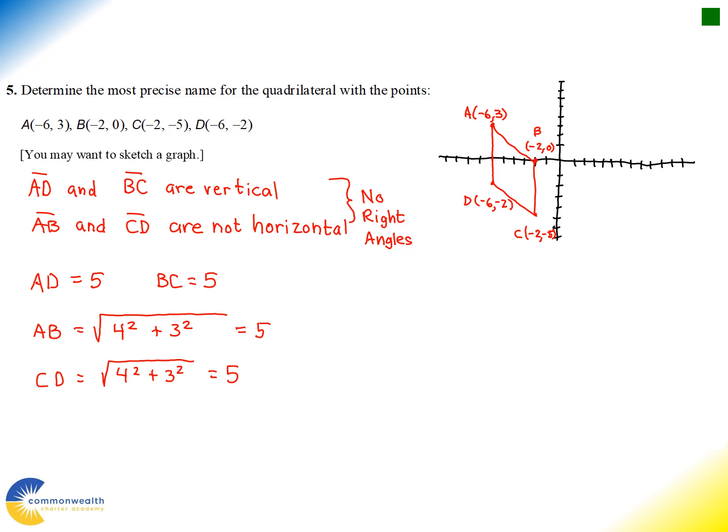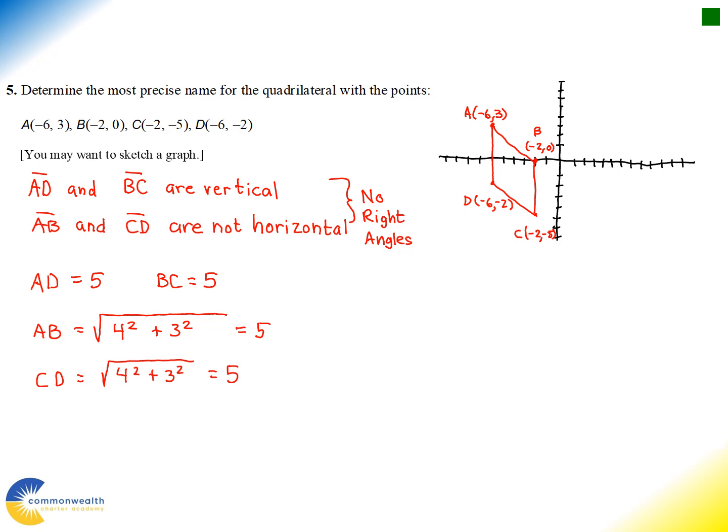So with that being the case, I know that all 4 sides of this figure have a length of 5. Which means that I definitely know it's a parallelogram because opposite sides are congruent to each other. I do know that it's a rhombus because all 4 sides are congruent to each other. I've ruled out rectangles and squares.